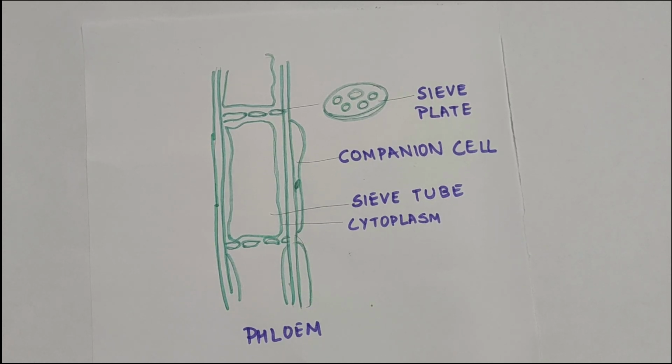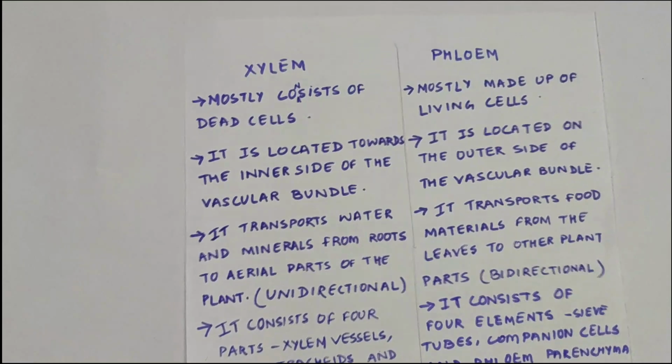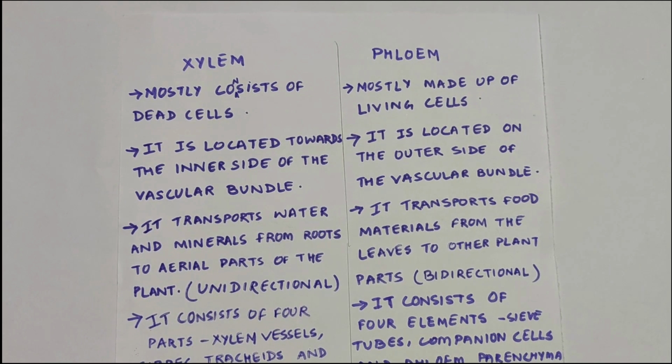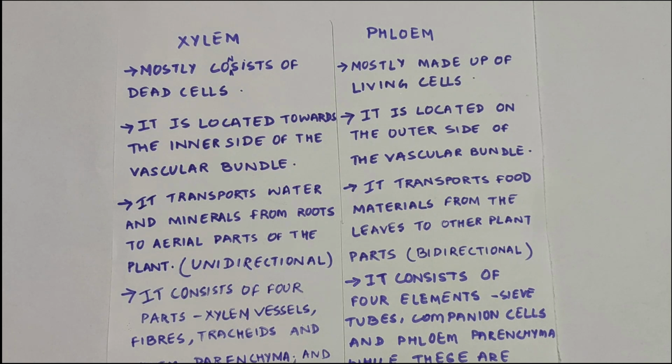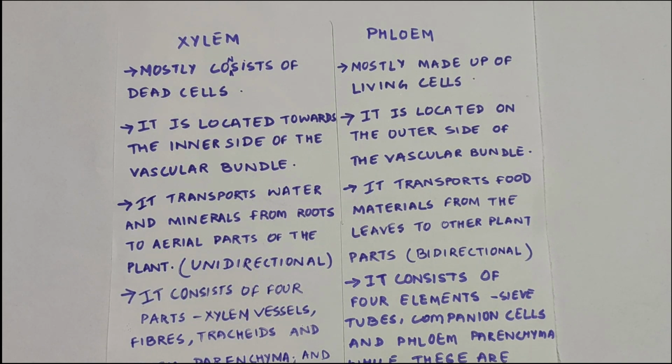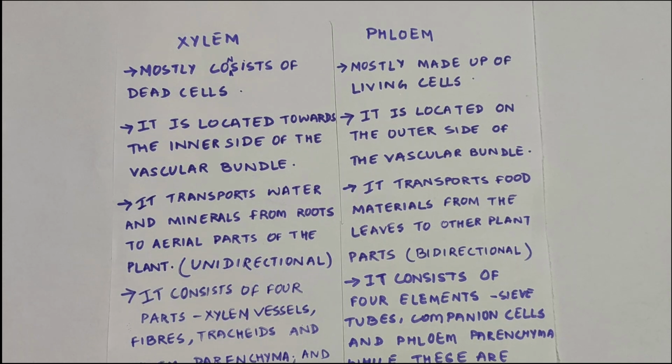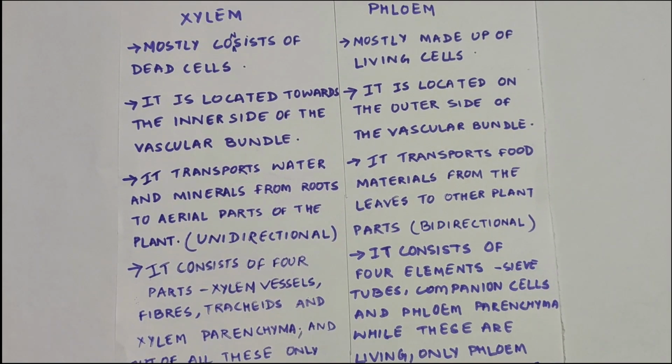Now let us discuss the difference between phloem and xylem. As you can see, the difference is that xylem mostly consists of dead cells and the phloem is mostly made of living cells. Xylem is located towards the inner side of the vascular bundle, and the phloem is mostly towards the outer side of the vascular bundle.